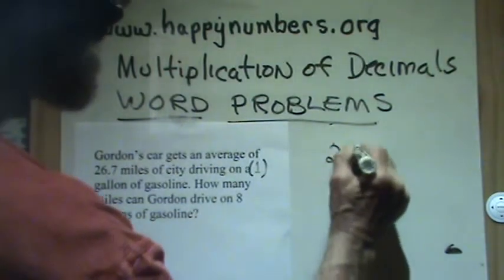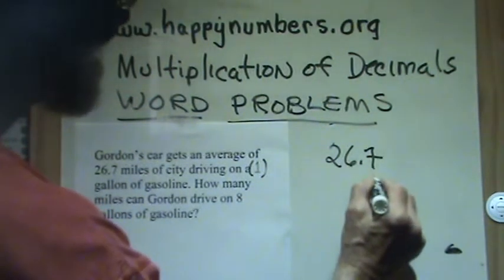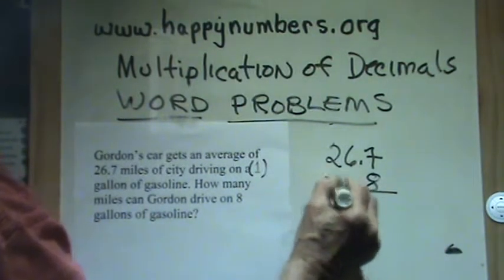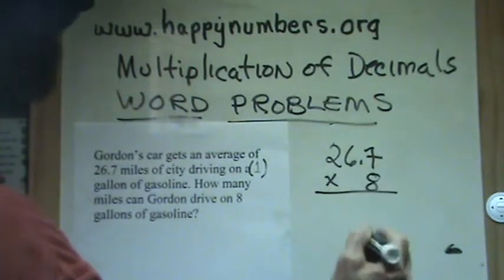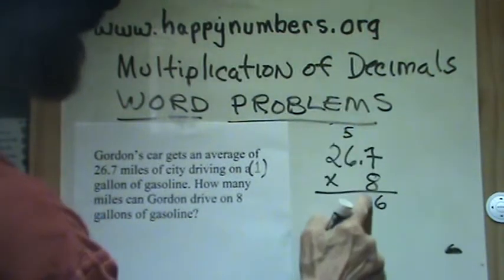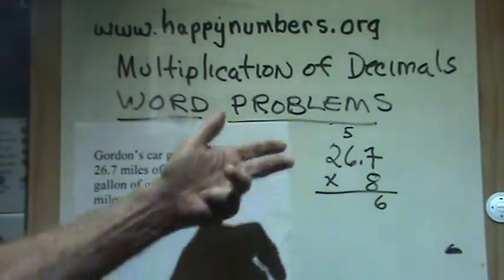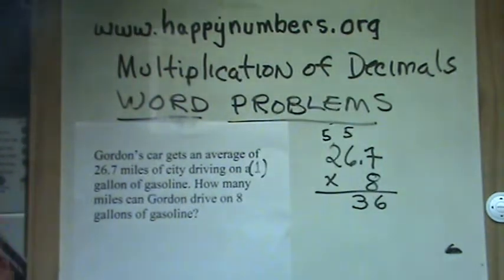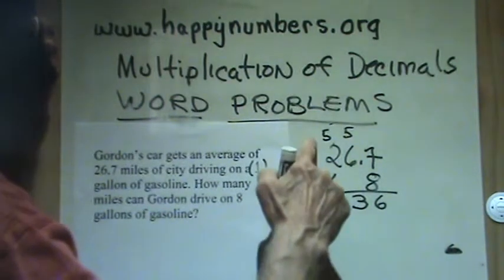He gets 26 7/10 miles on 1 gallon, and I want to know how many miles he gets on 8 gallons. So we multiply. We don't pay any attention to the decimals at first, and we multiply. 8 times 7 is 56. I'll put down the 6, carry the 5. 8 times 6 is 48, 49, 50, 51, 52, 53. Put down the 3, carry a 5. 8 times 2 is 16. 16 and 5 is 21.